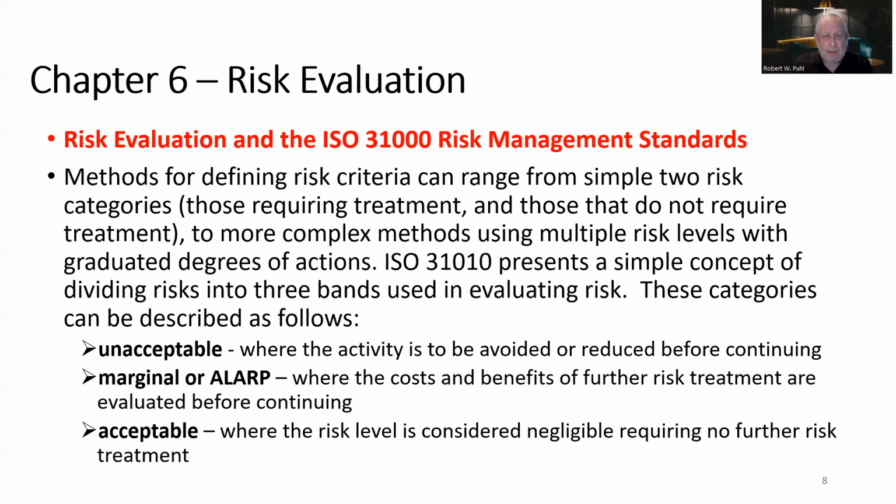Methods for defining a risk criteria can range from simple two risk categories, such as those requiring treatment and those that do not require treatment, to more complex methods using multiple risk levels with graduated degrees of actions. ISO 31010 presents a simple concept of dividing risks into three bands used in evaluating risk. These categories can be described as follows: unacceptable, where the activity is to be avoided or reduced before continuing; marginal or ALARP, which is as low as reasonably practicable, where the costs and benefits of further risk treatment are evaluated before continuing; and acceptable, where the risk level is considered negligible, requiring no further risk treatment.